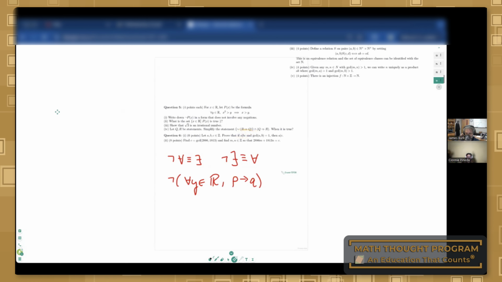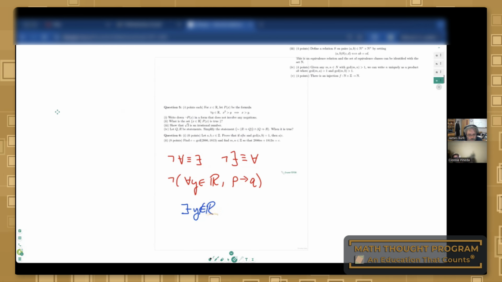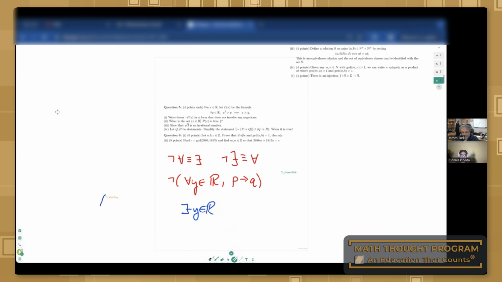Well, honestly, I would just get up to the part where you change the for all to there exists a y in R. I don't think the in R changes, right? Would you put a line through it, so y is not inside of R? No, you wouldn't. Okay.